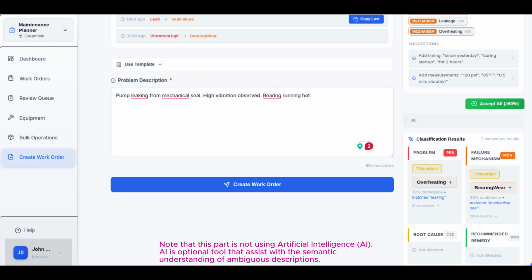Problem: overheating, 70% confidence, matched from leaking. Failure mechanism: bearing wear, 46% confidence, matched from mechanical seal. Now, you might notice the system suggested overheating when we said leaking. That's because it found a vocabulary match. You can see exactly why. Accept it or change it to leak if that's more accurate. The point is, you're in control, with full transparency into every suggestion.